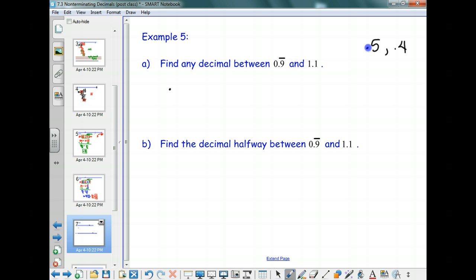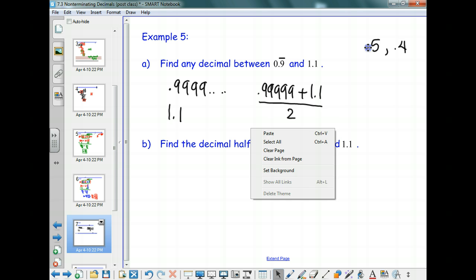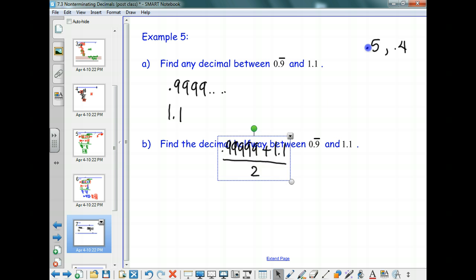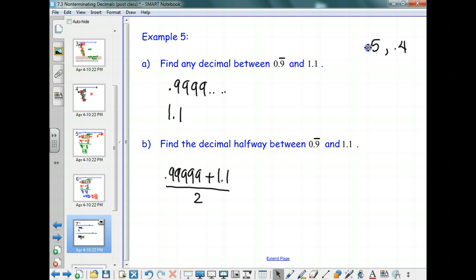So this one right here, and we have 1.1. So one way to deal with this is to actually physically add them together and divide by 2. So you could take your calculator and you could just put in a whole bunch of 9s. I don't care how many you put in, but put in a bunch of them. Add it to the number 1.1 and divide by 2. And if you do that, you're actually doing part B on this problem, right? So let me move what I'm doing down to B, because we're finding the number halfway between.